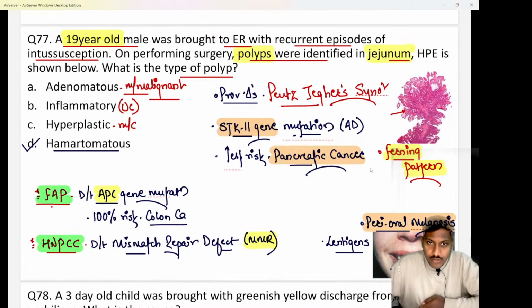That is Cowden syndrome. Do remember the other condition which happens due to the PTEN gene mutation, which also has hamartomatous polyps, is known as Cowden syndrome. And Cowden syndrome increases the risk of three cancers. We call it BET.